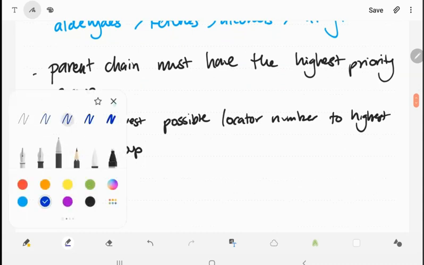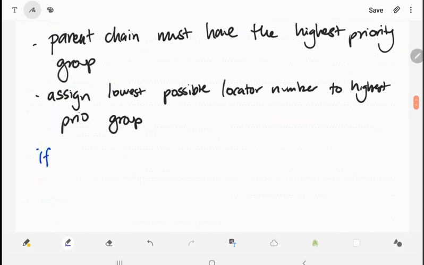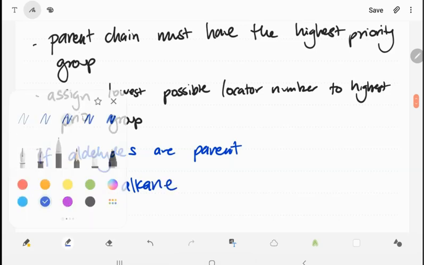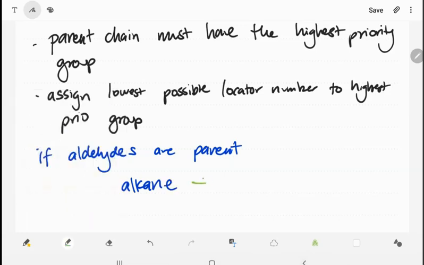All right, and so here are our names. If the aldehyde is the parent, we go from the alkane name and we end it with al. So if we have, for example, hexane, and we have an aldehyde on there, we would call it hexanal. So just like alcohols were OL, aldehydes are AL.